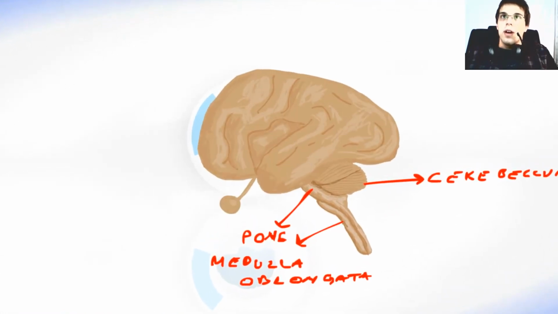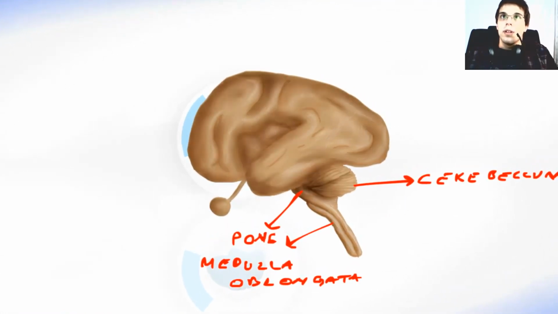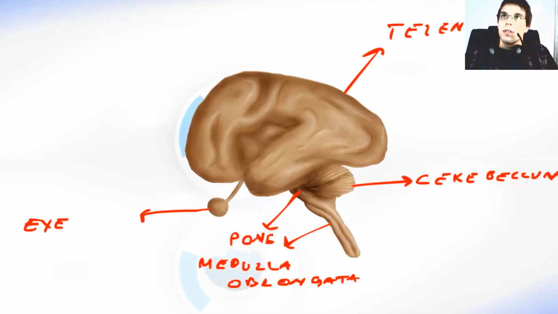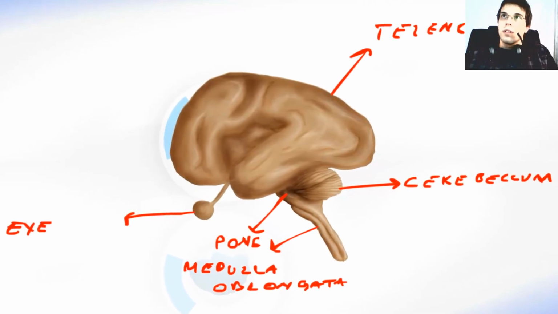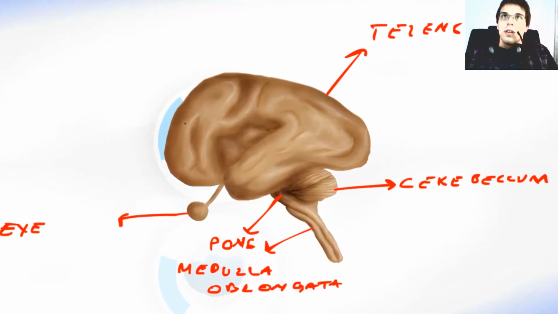And the eye. Now after I Photoshop this a little bit, it looks like this. So this over here was the eye, and this is the telencephalon. Now on the telencephalon you can already notice the sulcus here, here, here, here. Also gyrus, here, here.